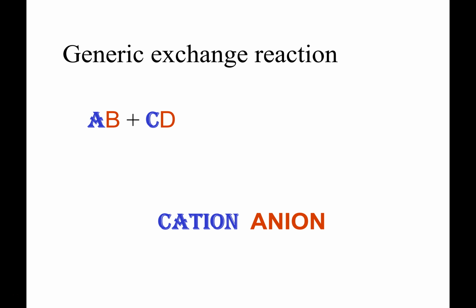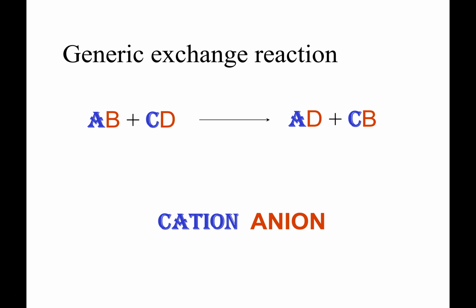So, for instance, we have two reactants, and the blue here, that fancy font, means it's a cation. The red means it's an anion. So we have two salts. We call it a salt if it's an ionic compound. Can you see the difference on the product side? The cation that used to be with B is now with D, and the cation that used to be with D is now with B.